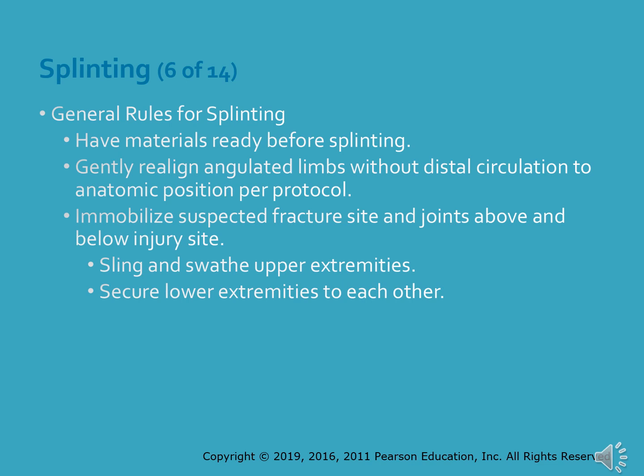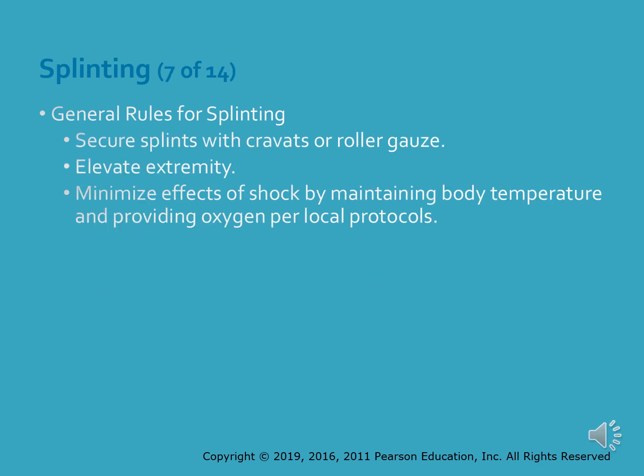You always want to be sure, though, that you have your materials ready before splinting and gently realign the angulated limbs without distal circulation to the anatomic position per your local protocol. You want to immobilize the suspected fracture site and joints above and below the injury site with either a sling and swath for the upper extremities or secure lower extremities to each other. You can secure splints with cravats or roller gauze.